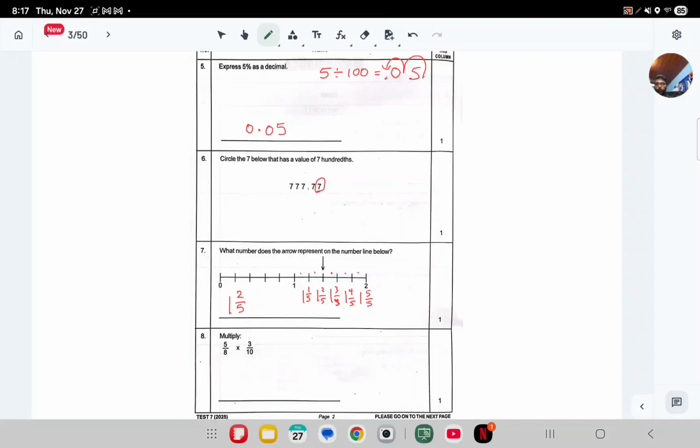Number 8, multiply. We have two fractions, 5/8 multiplied by 3/10. To multiply fractions is very simple. We can multiply numerator by numerator and denominator by denominator and then simplify or reduce. Or we could divide diagonally like this. So we can say 5 going into 5, 1, 5 going into 10, 2. Alright, so now this becomes 1 by 3 is 3 and 8 by 2 is 16. So this becomes 3/16.